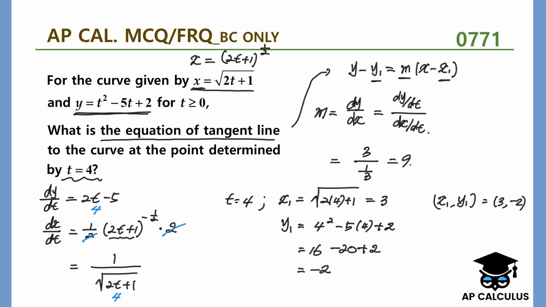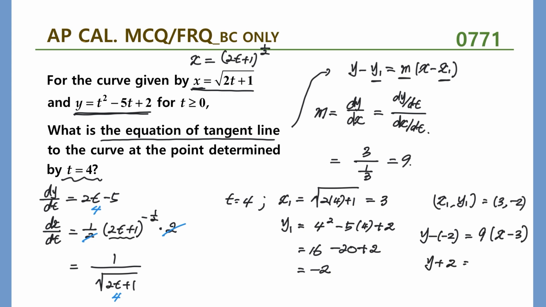So finally, our equation of the tangent line is y minus y1 equals slope 9 times x minus x1, which is 3. So y plus 2 equals 9 times x minus 3. This is our equation of the line.